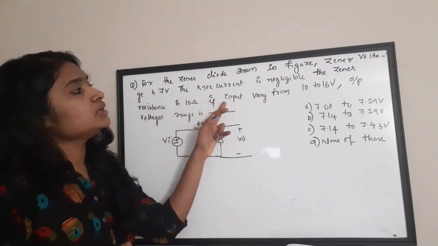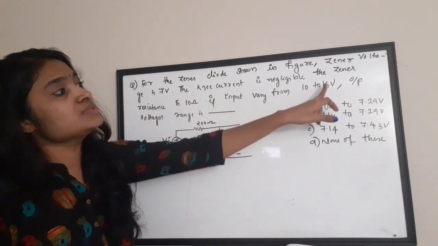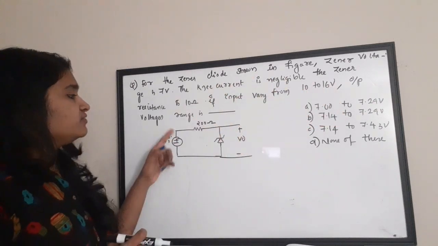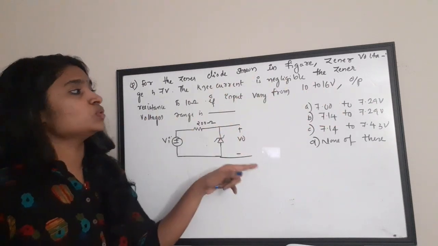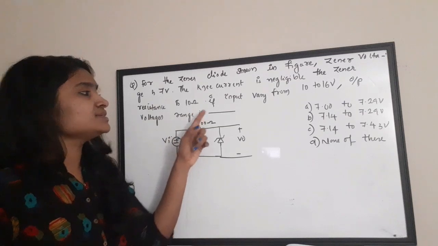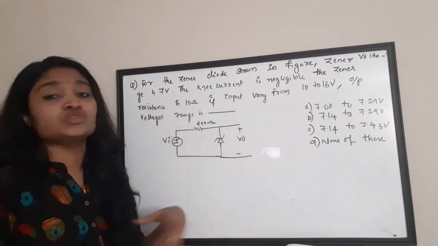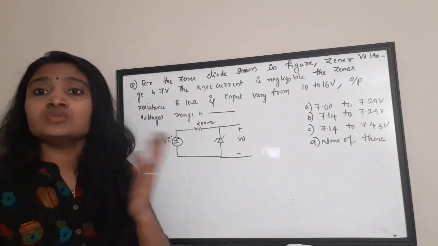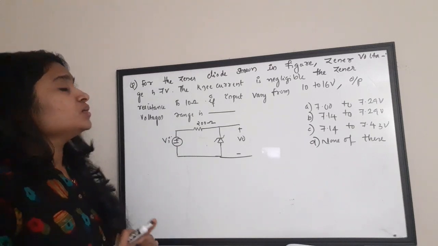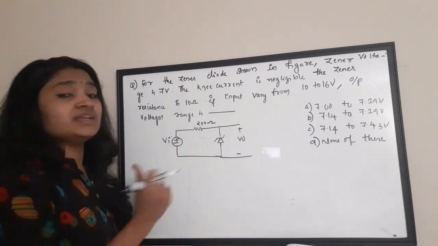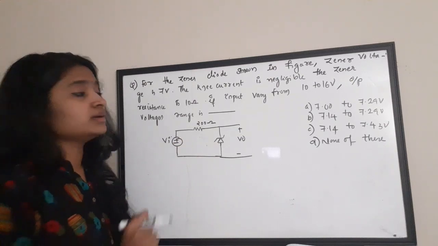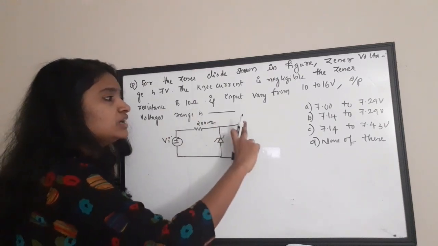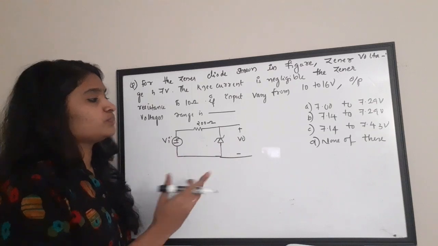If the input varies from 10 to 16 volt, that is VI varies from 10 to 16 volt, the output voltage range is dash. That is, what will be the range of your output voltage if the input is varied from 10 to 16 volt? Okay, so there will be a variation in the output voltage also, right? According to the input applied, there will be variation in the output voltage also.